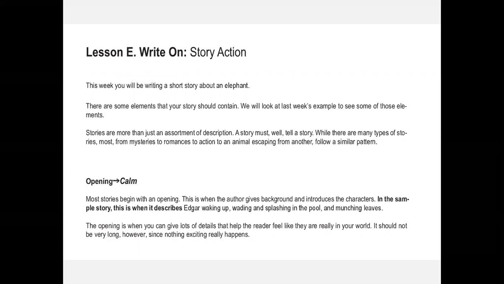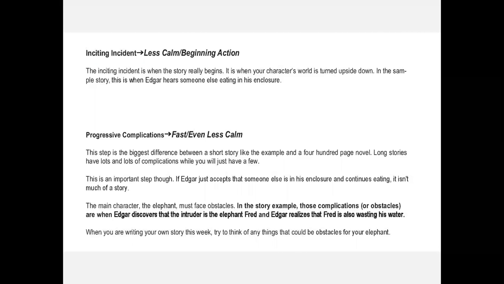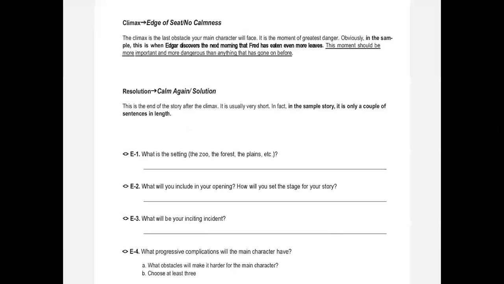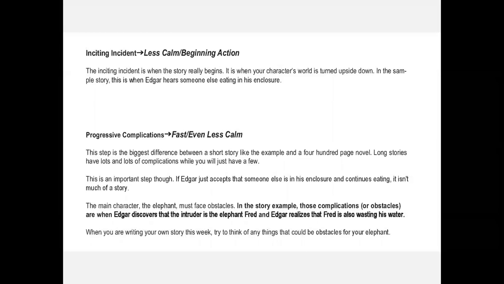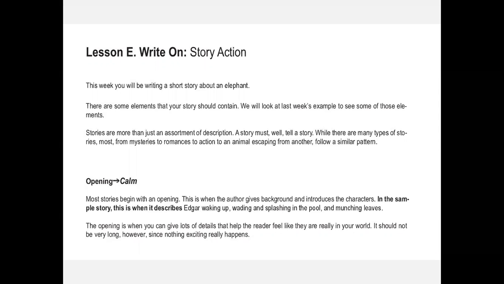I didn't know how to teach that to students until my son taught me how to teach it. So I'm going to teach you today. So we use samples, and I mentioned again, it's another one of those tools that we give our students for their success. So we have our elements of story writing: opening, inciting incident, progressive complications, climax, and resolution. All right, so I'm going to walk through these with our Edgar story.